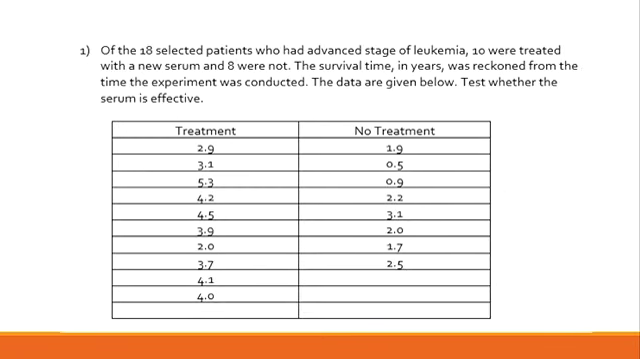So, we use this as our example. This has something to do with 18 patients who had advanced stage of leukemia, and then 10 were treated with the new serum and 8 were not. The survival time in years was reckoned from the time the experiment was conducted.